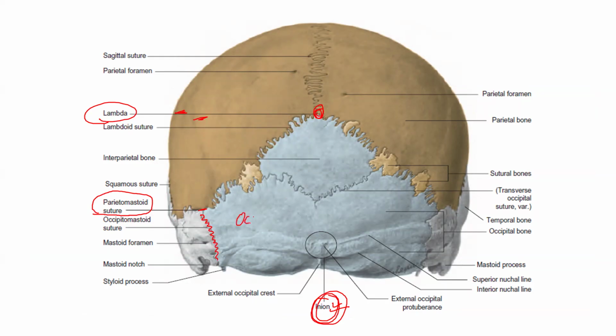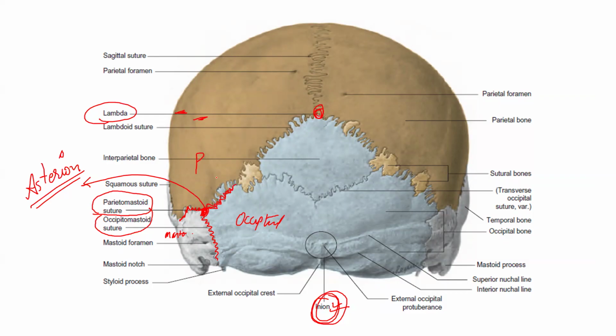This is the occipital bone. This is the mastoid, right? So this is the occipitomastoid. This is the parietal bone. So this is the parietomastoid. Okay. So parietomastoid, occipitomastoid, and this is the lambdoid. So this structure is known as asterion. Asterion is the junction of parietomastoid, occipitomastoid, and lambdoid suture. Okay.